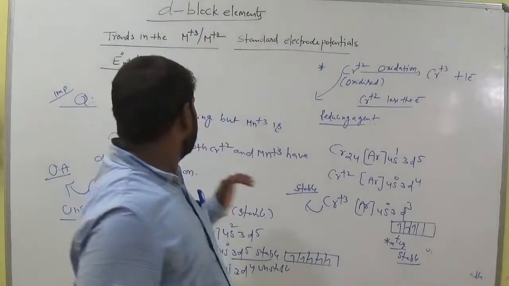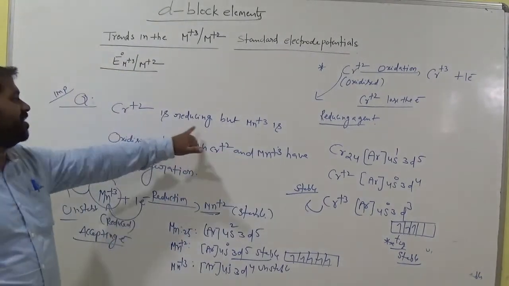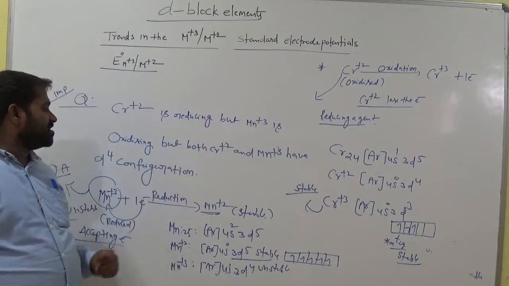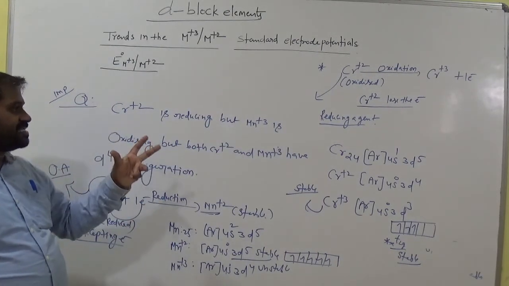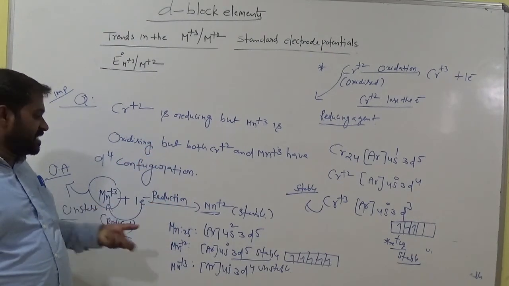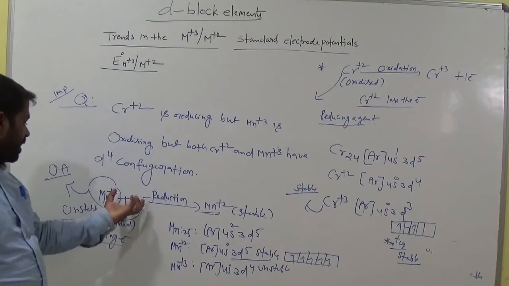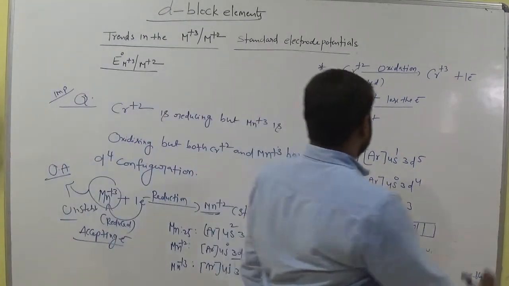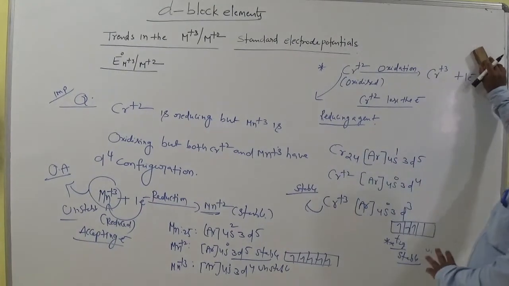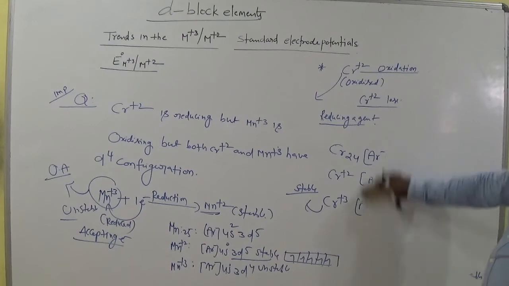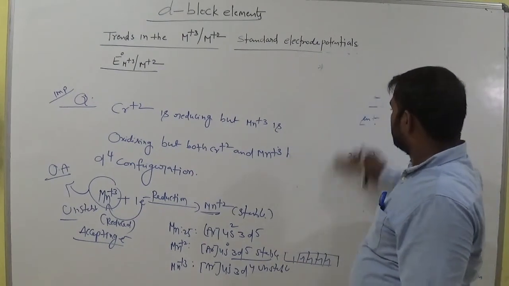Okay students? So that is the reason why Cr plus 2 is reducing. Reducing means easily releasing electrons. But Mn plus 3 is oxidizing. Why? Because Mn plus 3 is unstable. So it tries to gain the electron for getting stability as Mn plus 2. So gaining of electron means that is an oxidizing agent. Clear? Okay students, again we will meet tomorrow with a new topic.